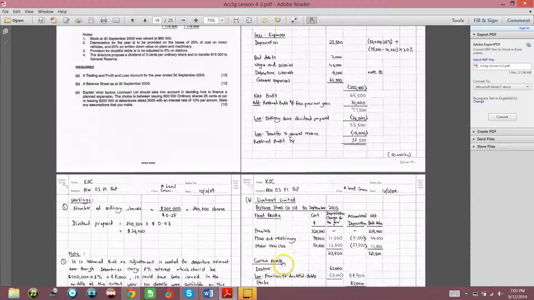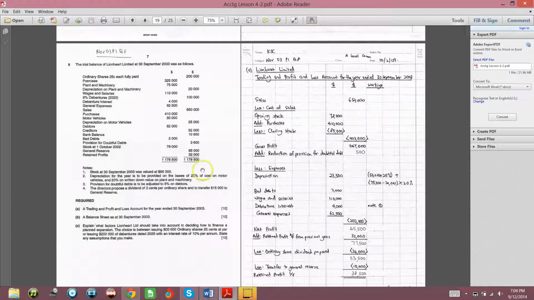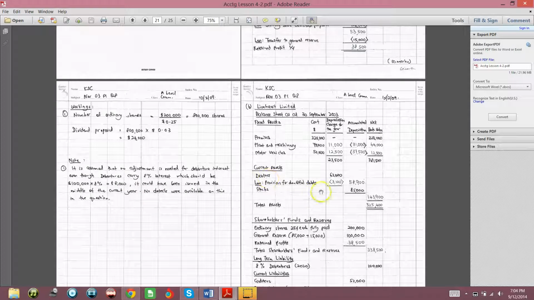Okay, so the question, the debtors 62,000, provision for doubtful debt according to the question is 5%. So 62,000 times 5% will be 3,100. So 3,100 is your provision for doubtful debt to be adjusted. Provision for doubtful debt is to be adjusted to 5% on debtors. At the beginning of the year, the provision for doubtful debt is 3,600, but now it's adjusted to 3,100.